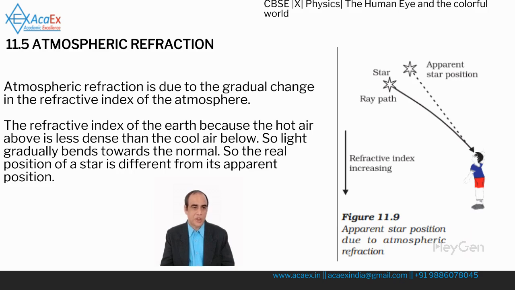Atmospheric refraction occurs due to the gradual change in the refractive index of the atmosphere. Hot air above is less dense than cool air below, causing light to bend towards the normal. This results in the apparent position of a star differing from its real position.